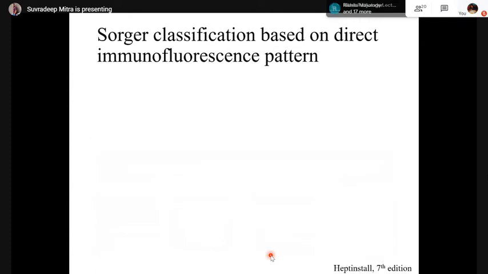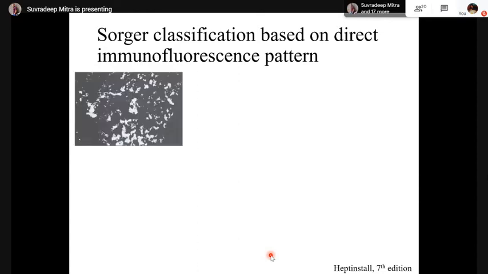Before I move on to another case, I just want to highlight an older classification proposed by Sorger based on the direct immunofluorescence pattern of PSAGN, or post-streptococcal acute glomerulonephritis. Nowadays, we do not really see such classical pictures, but often questions are asked for the postgraduate trainees. If you look at these deposits, these are in black and white. They are very patchy. There are very coarse and clumped confluent kind of deposits, and some are very small, tiny here and there.